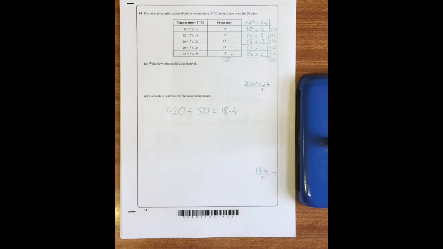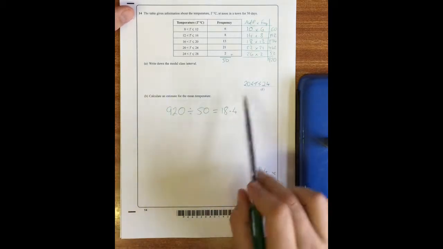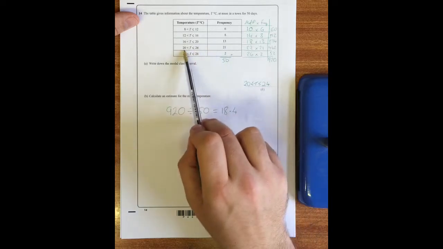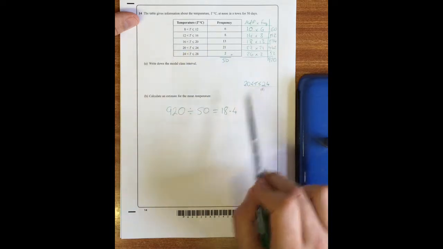Question 14. The table gives the values about the temperature at noon in a town for 50 days. Write down the modal class. So the modal class is the one with the most in. So the one with the most in is 21. So the class is 20 to 24.